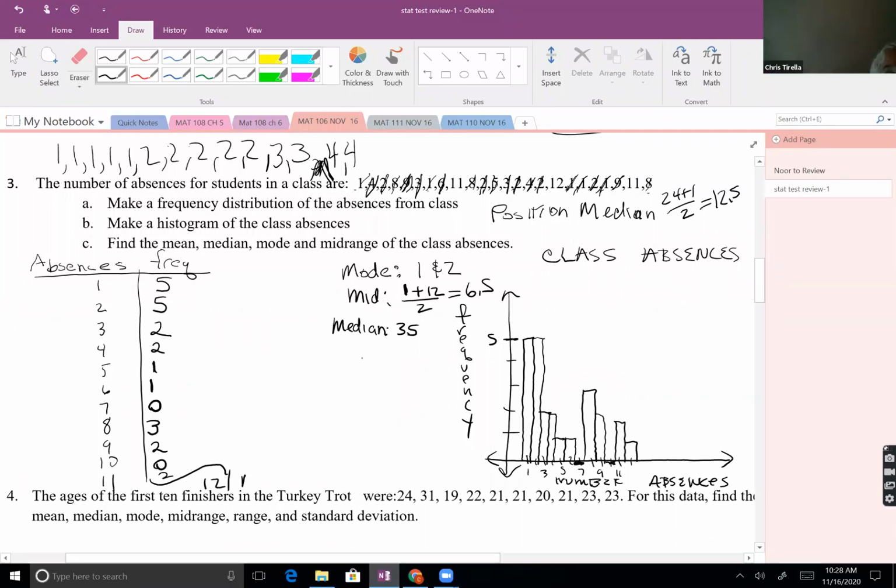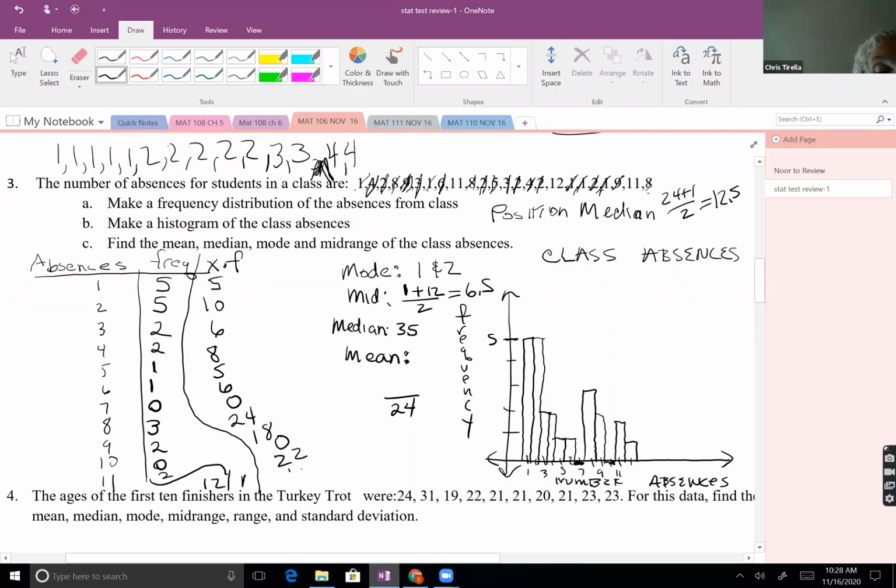And then for the mean, we can go ahead and just add up all the numbers and divide by 24. Or with the frequency distribution, sometimes it's easier to take the data value and multiply it by the frequency and add those. So 1 times 5 is 5, 2 times 5 is 10, 3 times 2, 4 times 2, 5 times 1, 6 times 1, 7 times 0, 8 times 3, 9 times 2, 10 times 0, 11 times 2, 12 times 1.